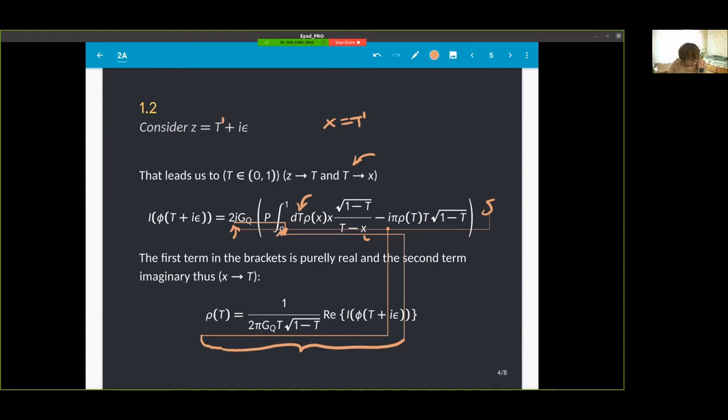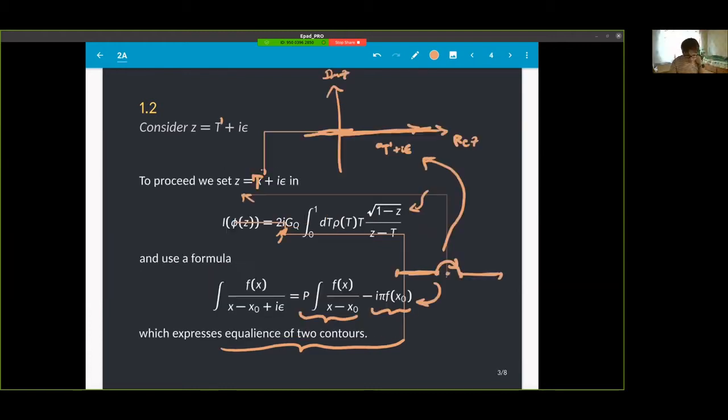I think this is actually x, yeah, because it's rho of x. So why do we substitute? We want to apply this particular formula, and to use it, we need to have something which is singular, x0 here, right?